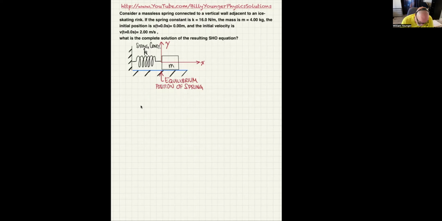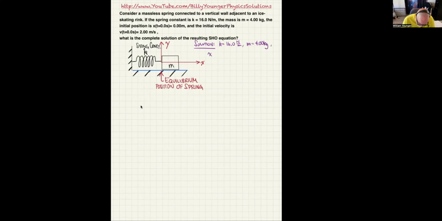As always, we're going to start off with solution. I use the word solution to begin the solving of the problem and to list the stuff we know and we need to know. So k is equal to 16.0 newtons per meter, the typical units for the spring constant. We also have that the mass m is 4.00 kilograms. I've obviously made everything 3 sig figs, so that helps quite a bit.